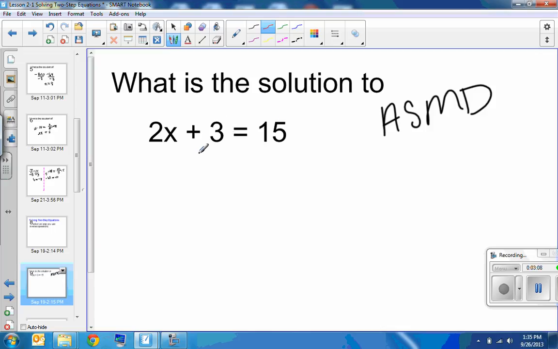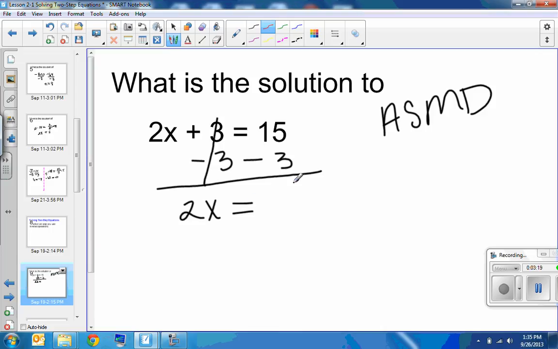So I'm going to do the opposite of adding, which is subtraction. Again, showing my work, keeping everything in order. I bring down 2x, and then 15 minus 3 is 12. Now I have a one-step. The opposite of multiplying is dividing, and I divide both sides by 2, and x equals 6.